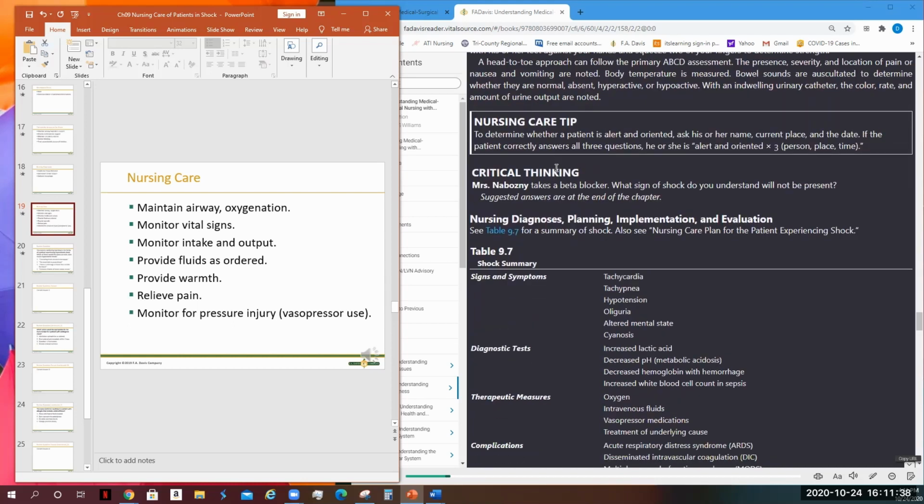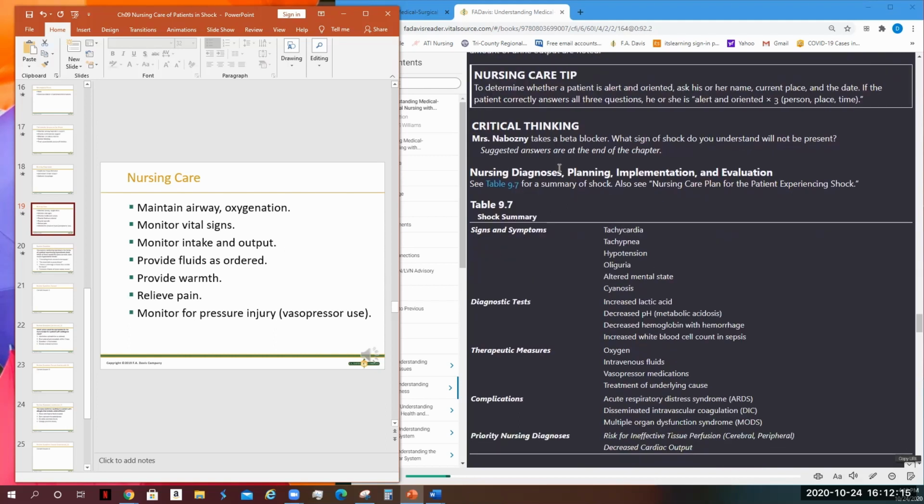Critical thinking. Mrs. Nabosny takes a beta blocker. What sign of shock do you understand will not be present? Tachycardia will not be present. Beta blockers block the cardiac response of the sympathetic nervous system activated in shock.